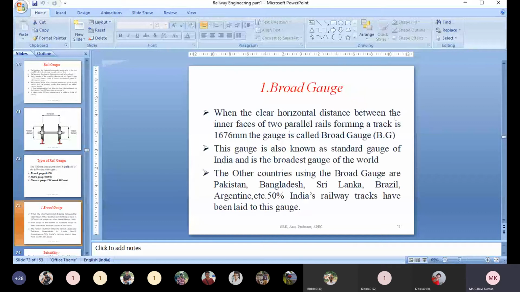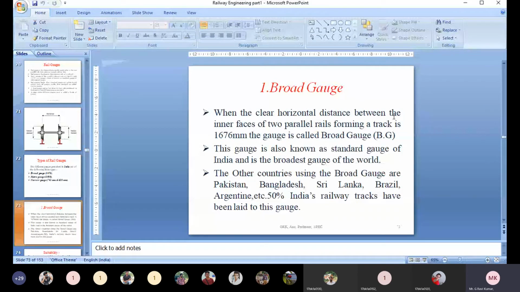So broad gauge is the world's biggest gauge, and its size is 1676 mm. It is called broad gauge. And in our India, broad gauge is called the standard gauge of India. Other countries which use broad gauge are Pakistan, Bangladesh, Sri Lanka, Brazil, Argentina, etc. It means, including India, these six countries are majorly using broad gauge, and all the remaining countries are using only international gauge. In our India, we are not following international gauge.